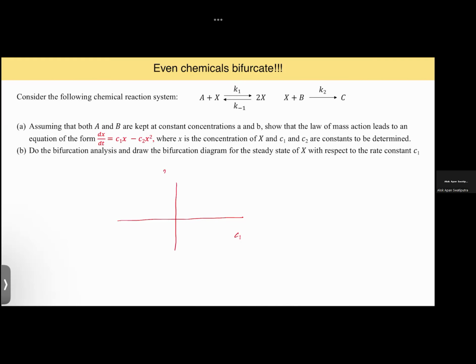C1 versus X to this thing. What was the answer? Transcritical. When C1 is negative, C2 is just to this thing. Okay. Something like this, right? It was a transcritical.